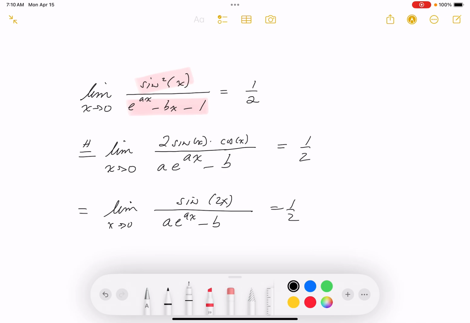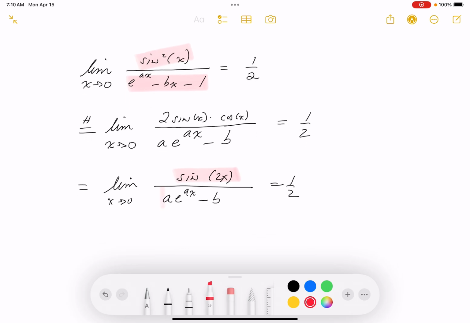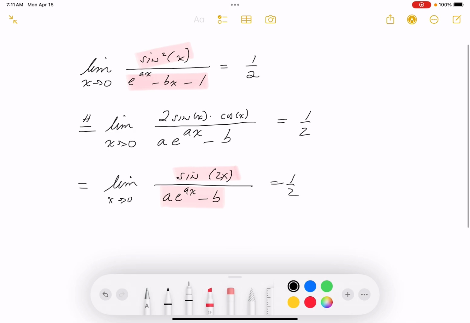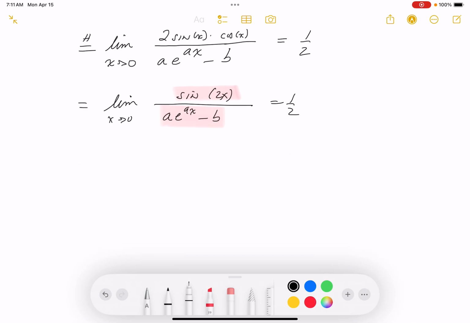All right, what I notice about the top is that it's going towards 0. And I certainly would like to use L'Hopital's rule again. So the assumption being made here is that the bottom is also going towards 0. All right, so what I want to do is write that down. I want the limit as x goes towards 0 of a e to the ax minus b to be equal to 0.